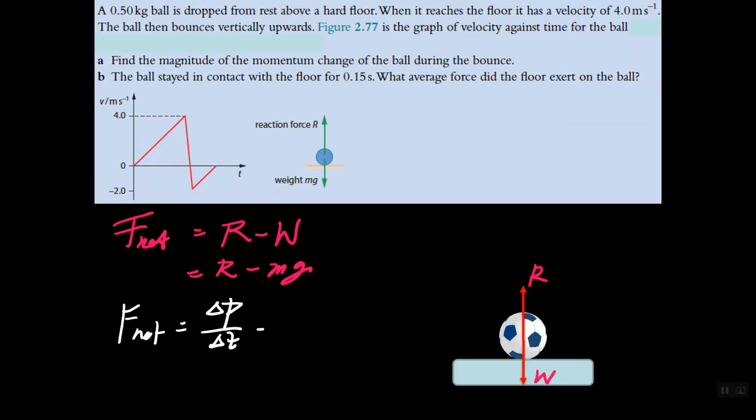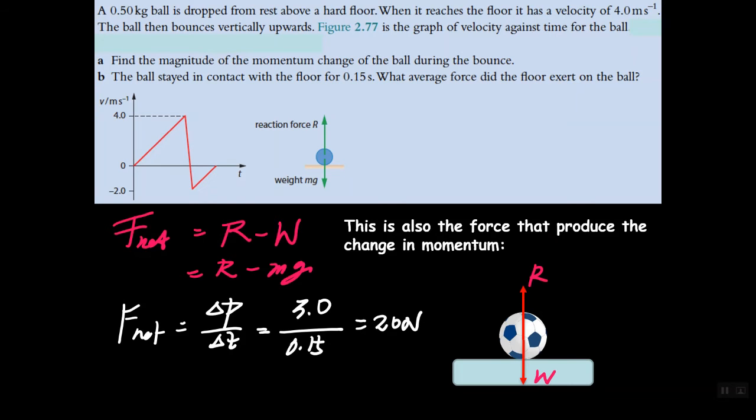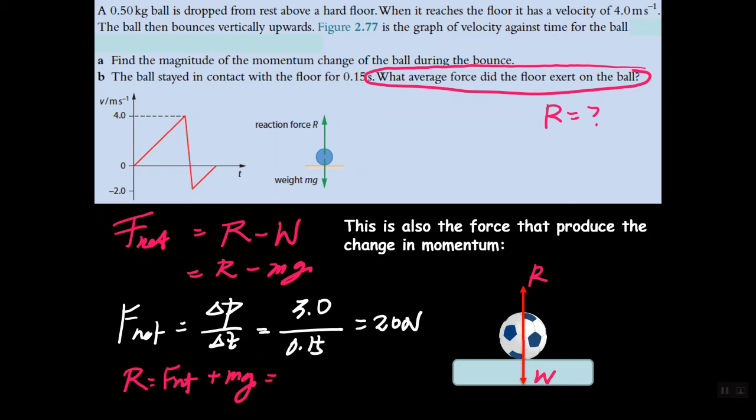Net force equals rate of change of momentum. The change in momentum of the ball is 3 from the previous slide, and change in time is 0.15. That is 20 newton. This is also the force that produces the change in momentum, the rate of change of momentum. The question asks for the average force the floor exerts on the ball, which is actually the reaction force. So reaction force equals net force plus mg. So the net force is 20 newton plus 0.5 times 9.81. That gives us 25 newton.